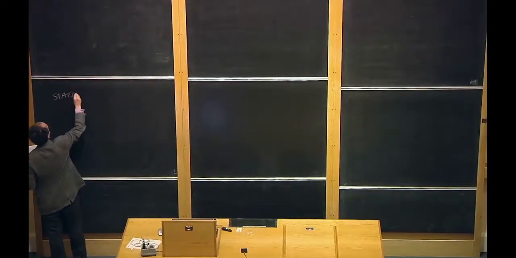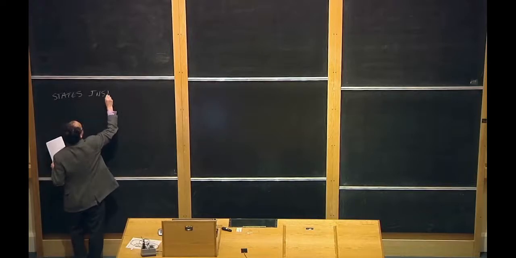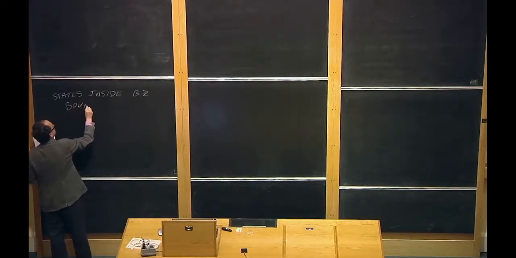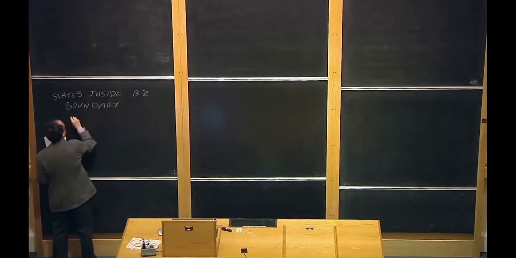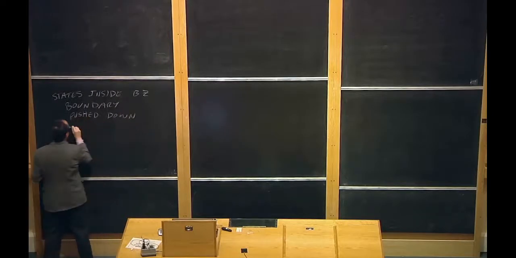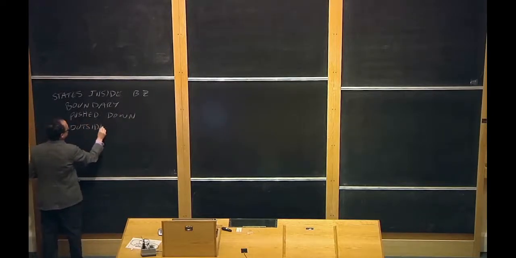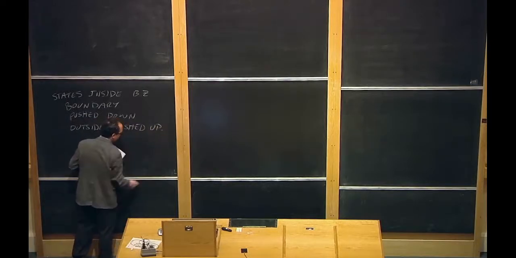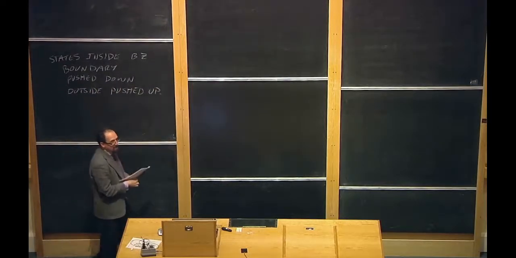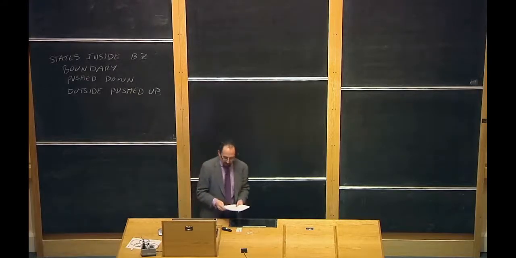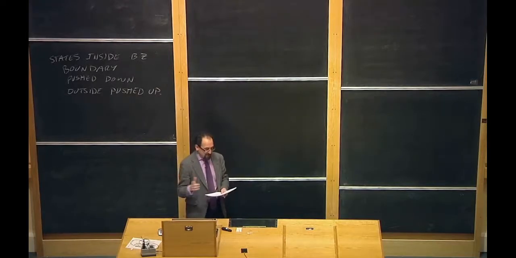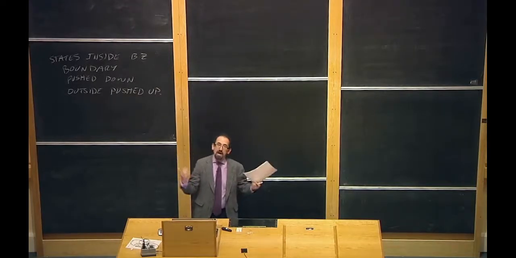States inside the BZ boundary are pushed down, and outside are pushed up. And the closer you are to the Brillouin zone boundary, the more your energy is changed from the free electron model. So let's see if we can take this principle and understand what happens to various Fermi surfaces when we go to higher dimensions.